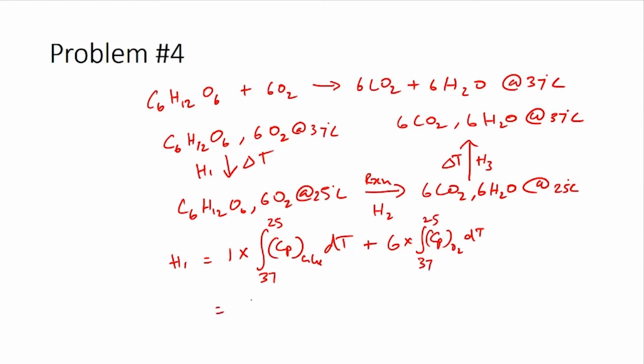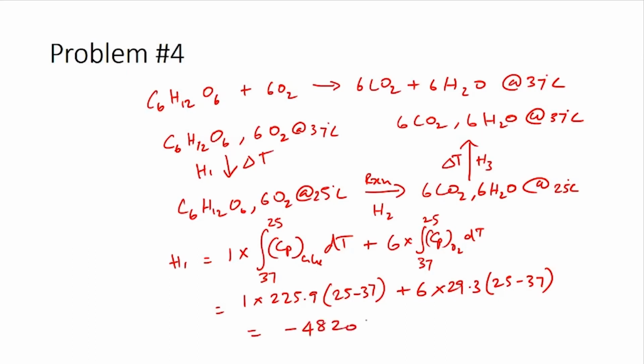So, this would be 1 times 225.9 times (25 minus 37) plus 6 times 29.3 times (25 minus 37), and this value is minus 4820 joules, or equivalent to minus 4.82 kilojoules. So, this is the first step.